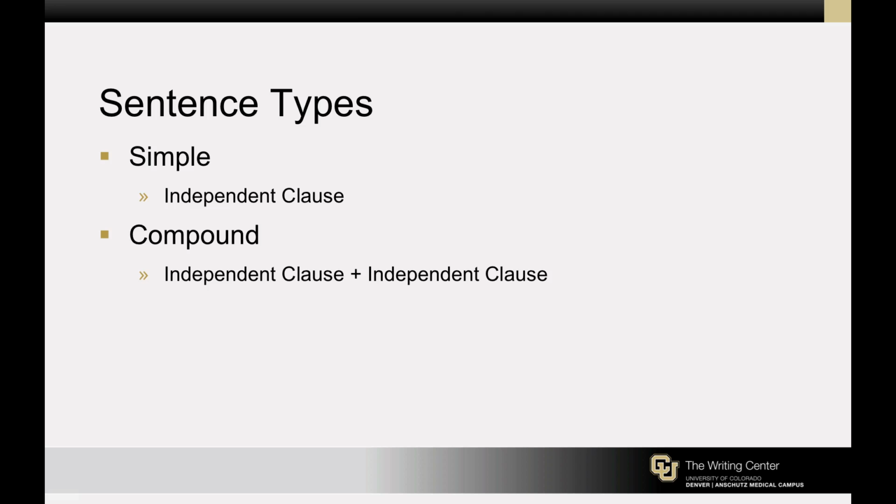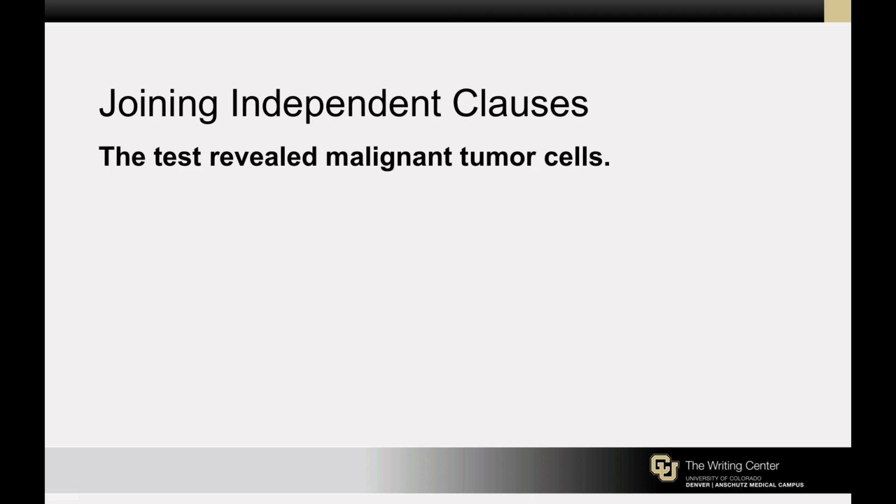Now that we can identify and write independent clauses, we have the tools to write two kinds of sentences. In Lesson 1, we covered simple sentences, or sentences made up of one independent clause. When we combine two or more independent clauses, we create a compound sentence, or a sentence made up of two or more sets of subjects and verbs. Let's look at an example.